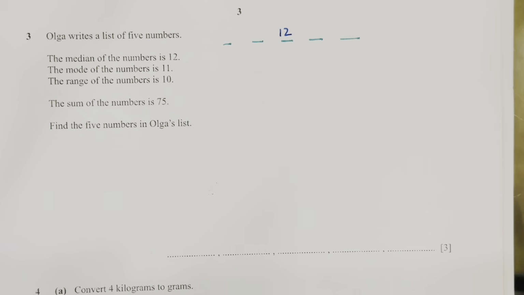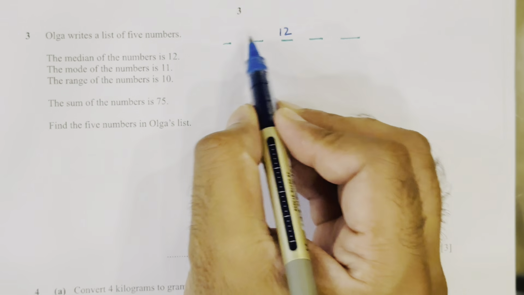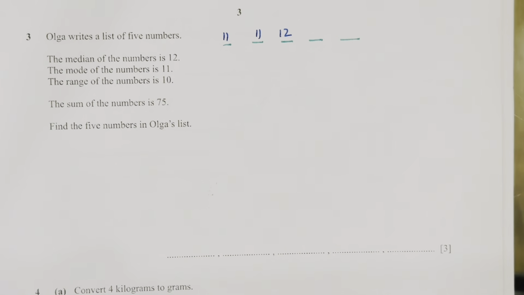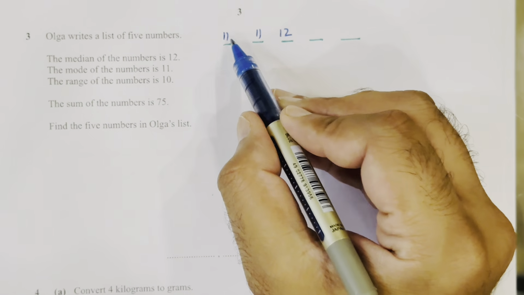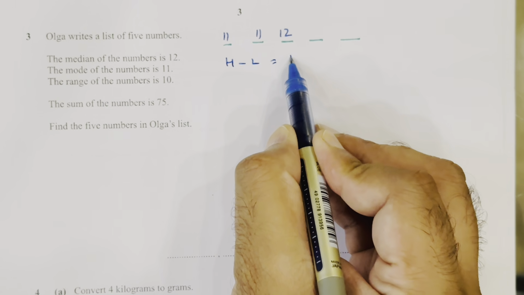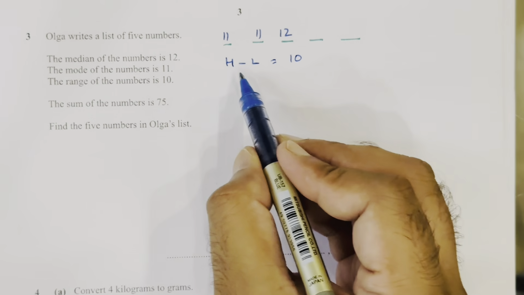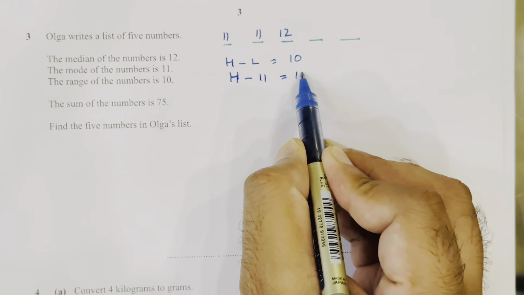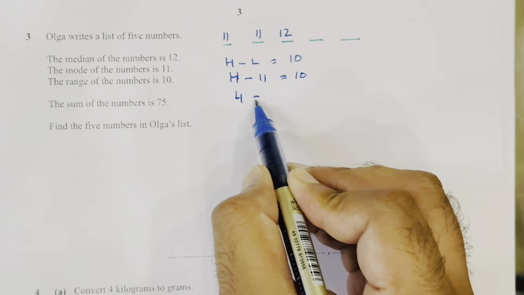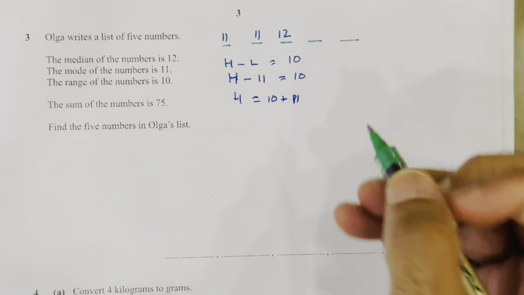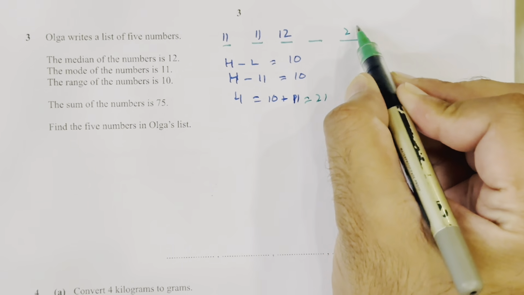The mode of the numbers is 11. We know that mode is the most repeated value, and 11 should be before 12, and we can say it would appear 2 times. The range of the numbers is 10. It means the highest minus lowest should be equal to 10. We know the highest we don't know, and the lowest is 11. Then the highest would be 10 plus 11, it would be 21. So we're going to write our answer 21 over here.